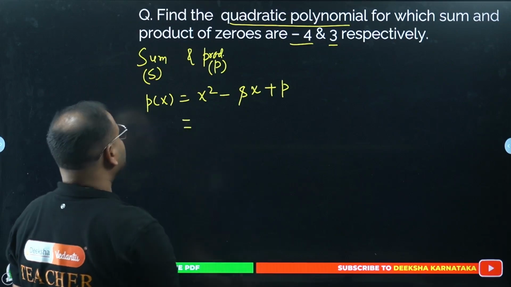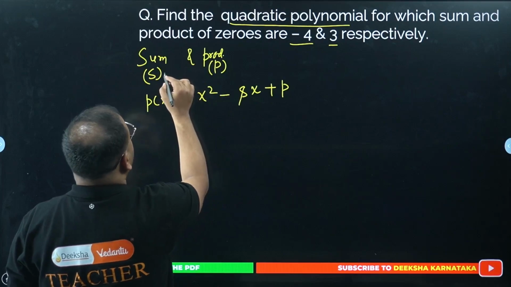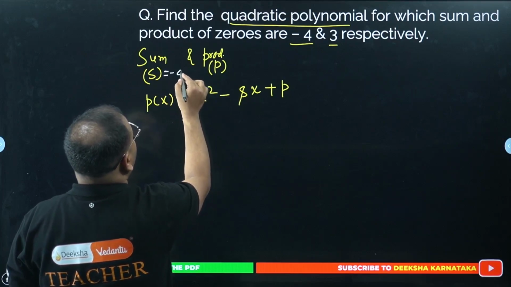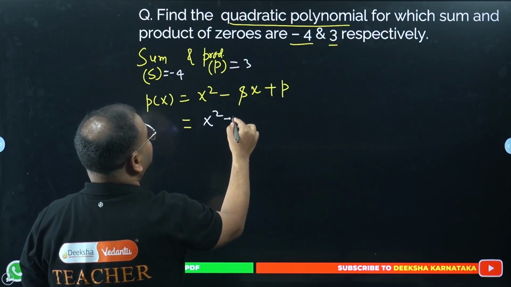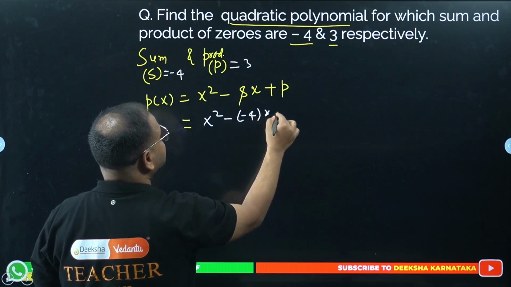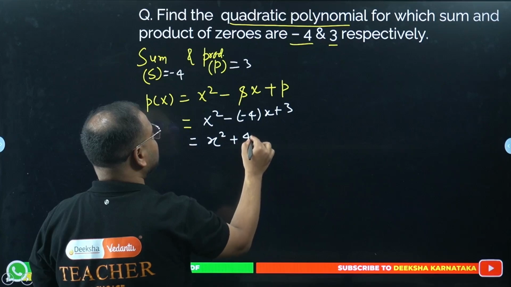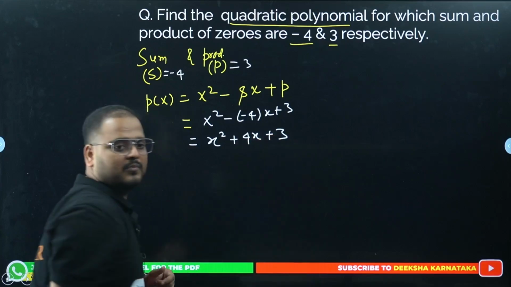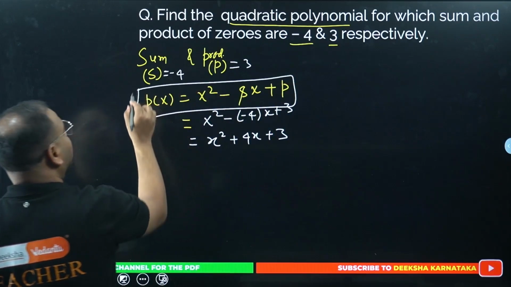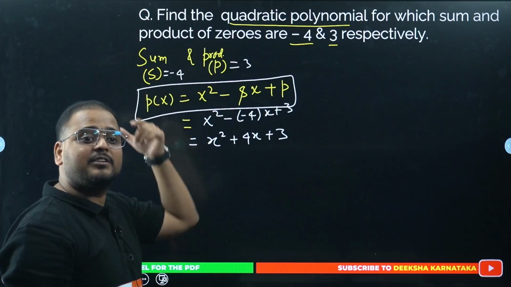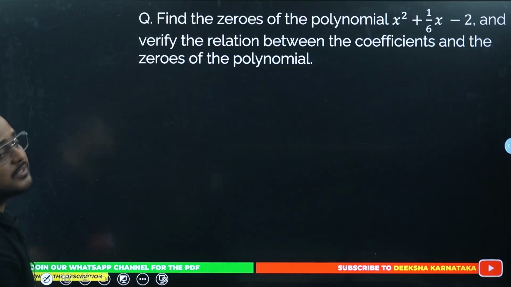So what is S in this case? Check it out. Sum is -4. What is product? 3. So replace it. x square minus of -4 x plus 3. Answer is x square plus 4x plus 3. Understood? So very important, please remember this form of quadratic polynomial as standard form whenever the sum and product is given.